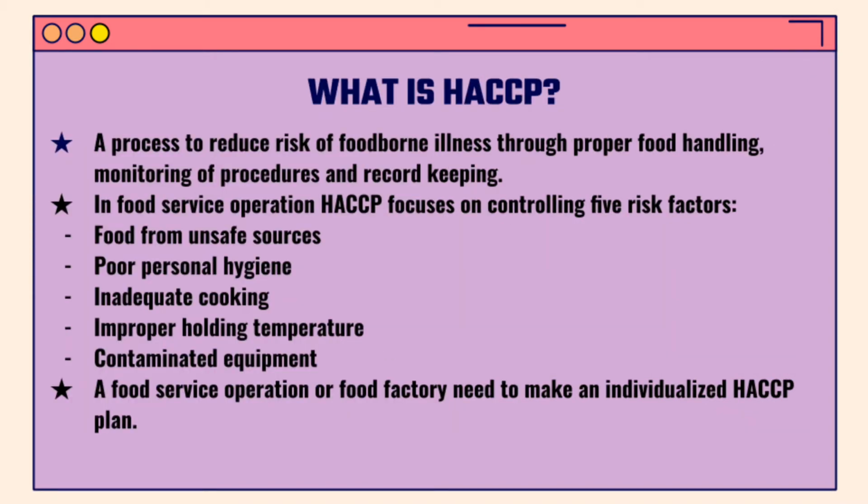HACCP is a process to reduce the risk of foodborne illness through proper food handling, monitoring of procedures, and record keeping. In food service operations, HACCP focuses on controlling 5 risk factors, which are food from unsafe sources, poor personal hygiene, inadequate cooking, improper holding temperature, and contaminated equipment.